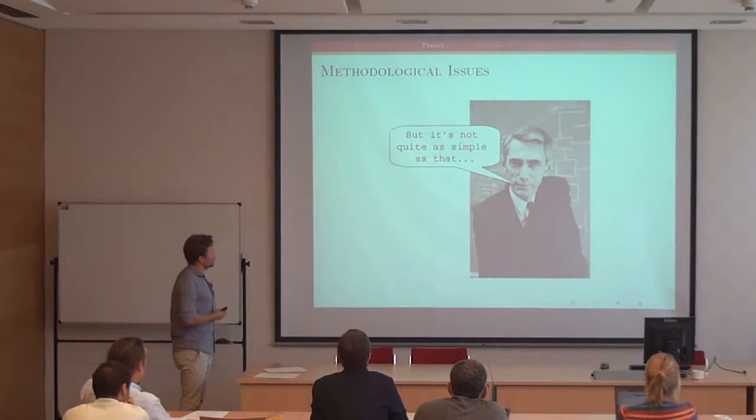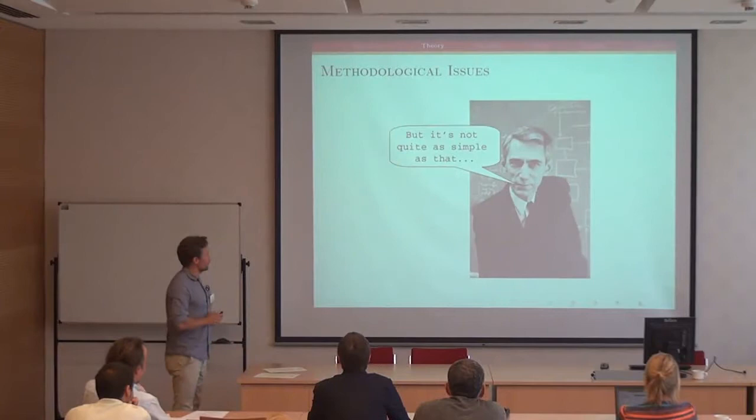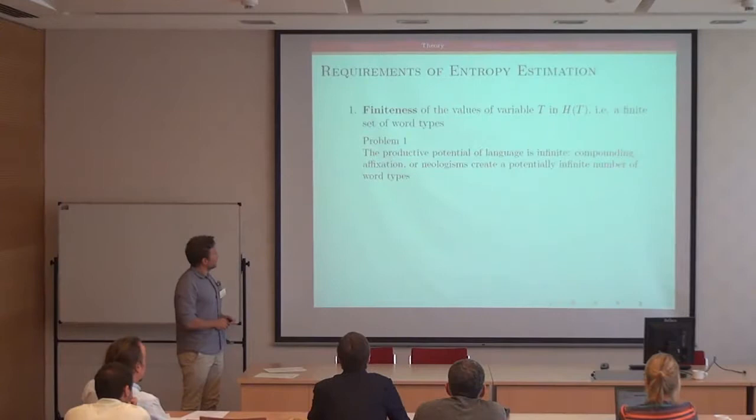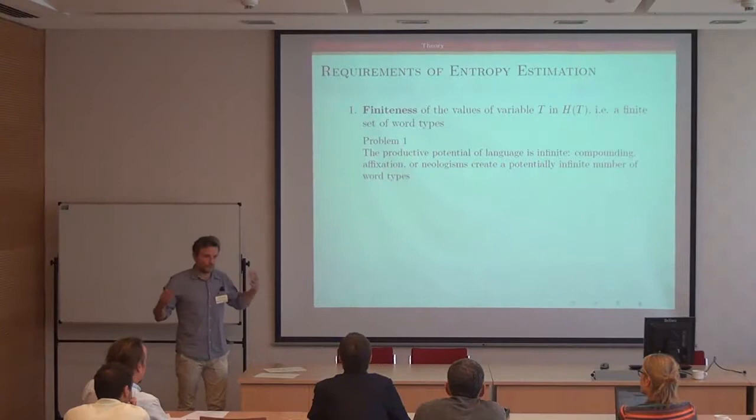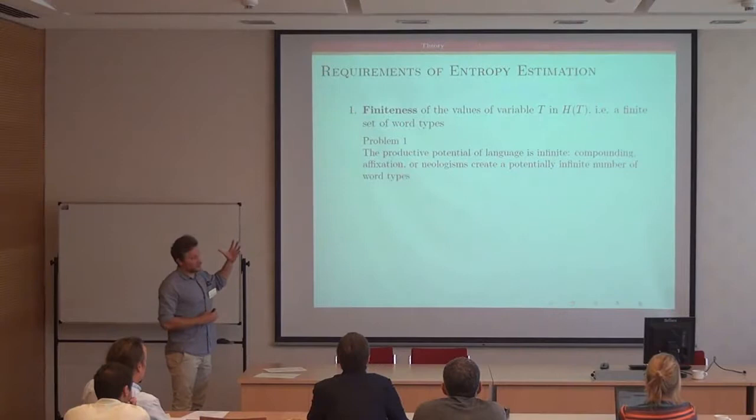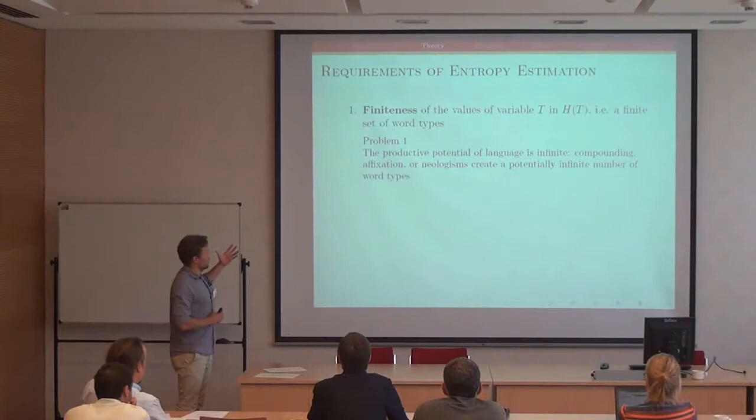But of course, what Shannon already told us in the mathematical theory of communication, and many people after him, is of course not quite as simple as that, and that's where the real trouble starts. Now, first of all, entropy estimation, as far as we or I know, and we tried to read many papers on different entropy estimators, requires that the values of your random variable should be finite, right? So there should be a finite set of word types.